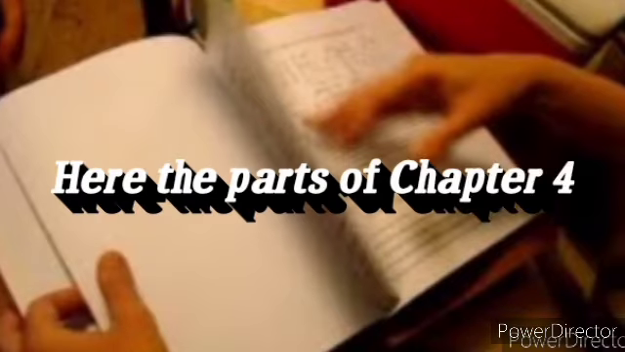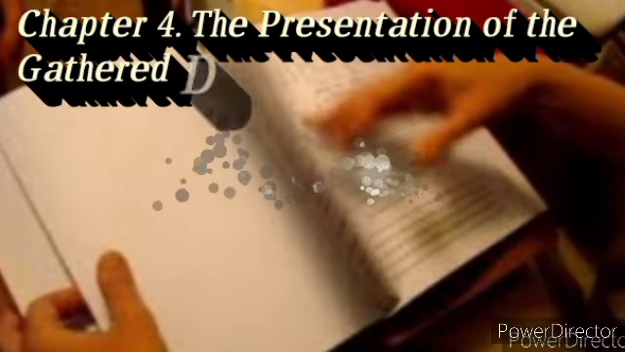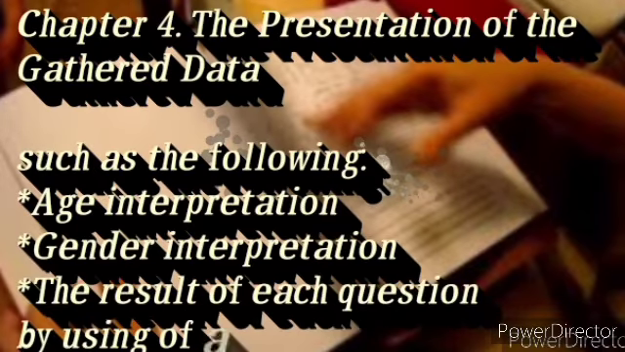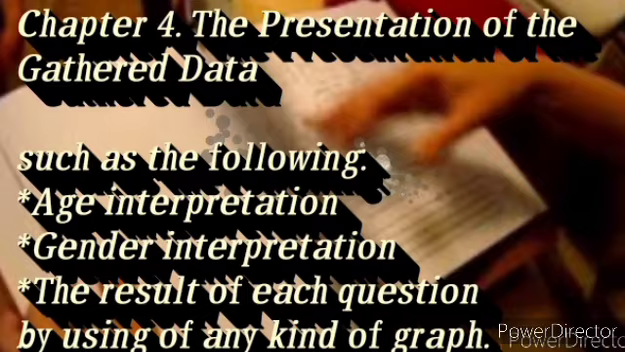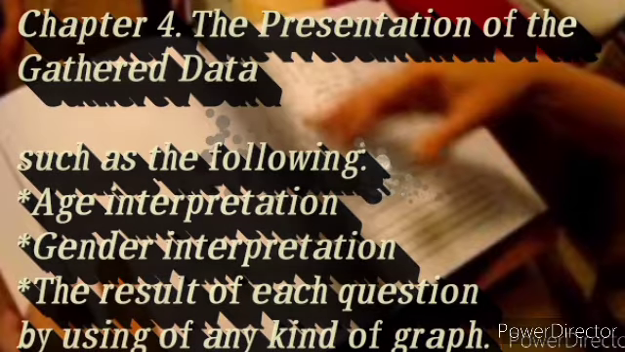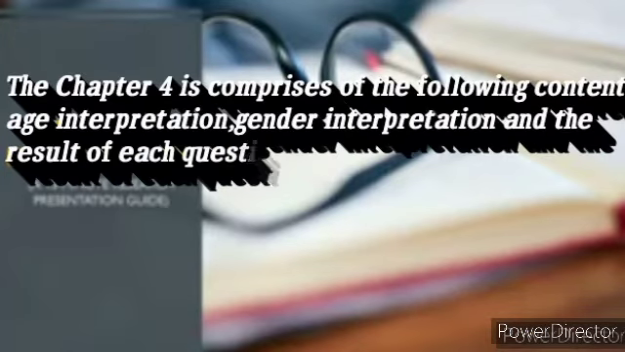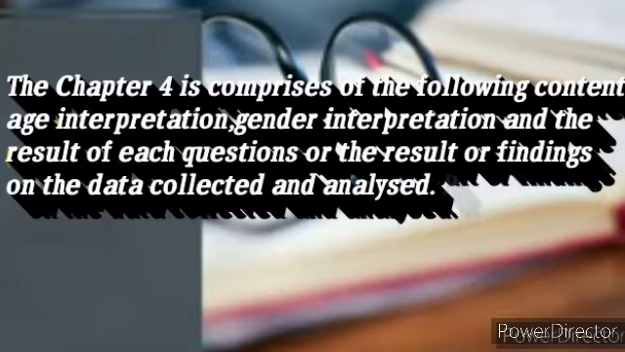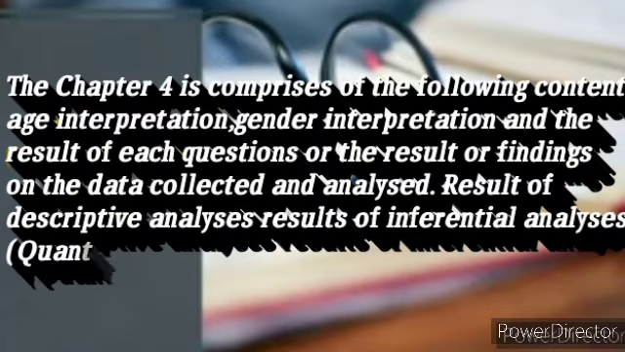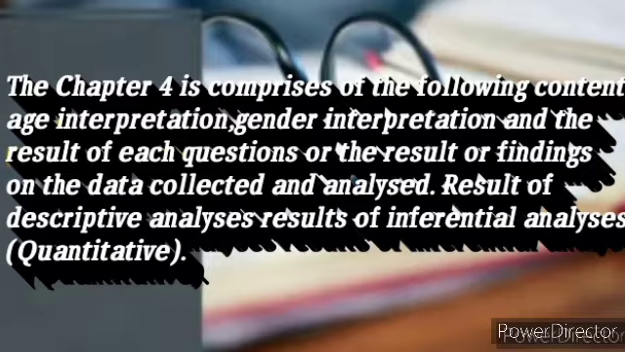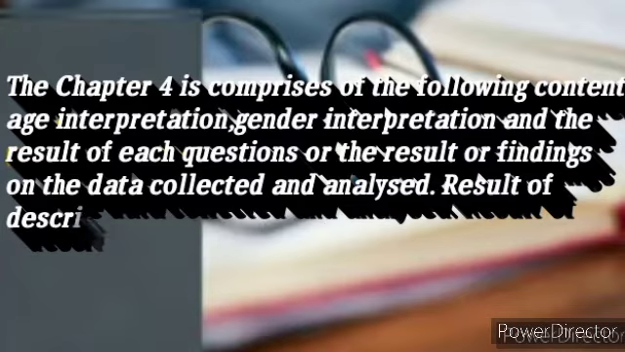Here are the parts of Chapter 4: the presentation of the gathered data, age interpretation, gender interpretation, and the result of each question using any kind of graph. What is Chapter 4 in your research? Chapter 4 is comprised of the following content: age interpretation, gender interpretation, and the result of each question, or the result or findings on the data collected and analyzed, result of descriptive analysis, and result of inferential analysis for quantitative.